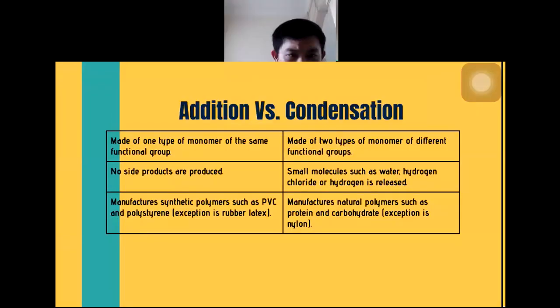This is the summary of the difference between addition and condensation. First, addition is only made of one type of monomer, which has only one type of functional group, but condensation can be made of two types of monomers with different functional groups. The second one, addition polymerization only forms one polymer and no side products, but condensation may produce small molecules as side products such as water, hydrogen chloride, or hydrogen gas.